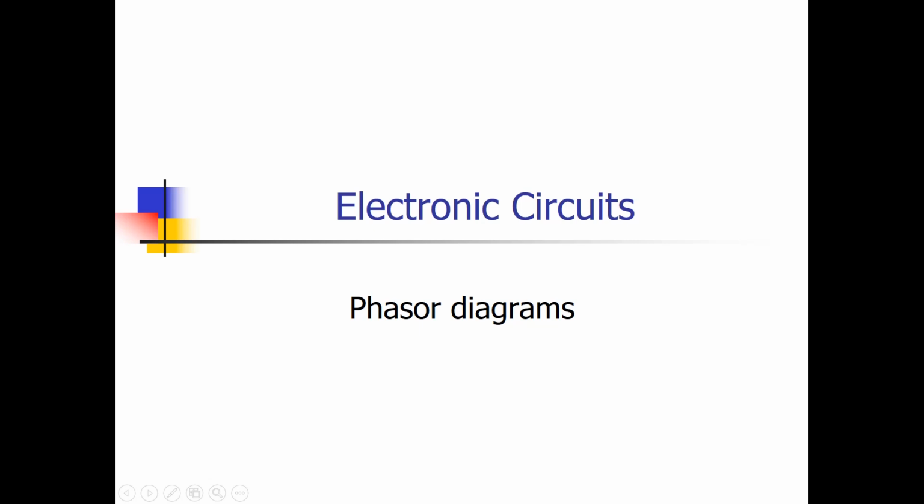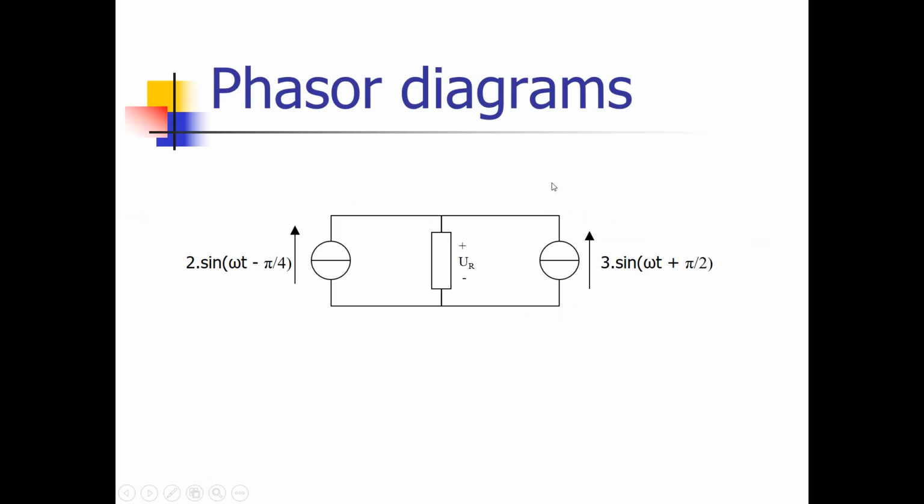Hi everybody, in this video we are going to discuss phasor diagrams. Suppose we have the following circuit in which we have two current sources, one over here and one over there. This one has an amplitude of 2 amps and this one has an amplitude of 3 amps, and they both supply a current into this resistor.